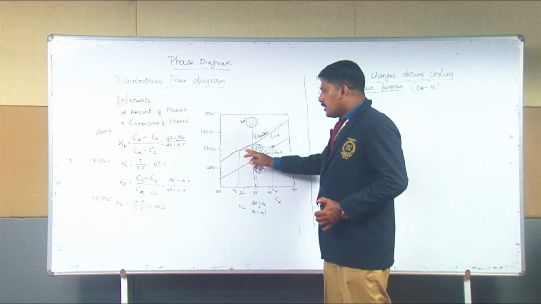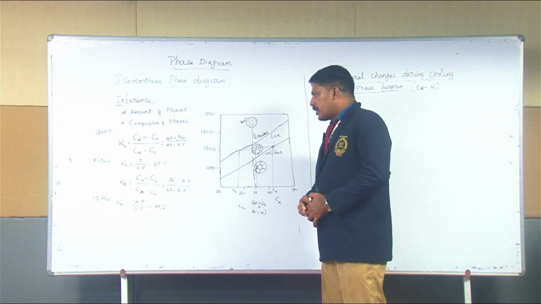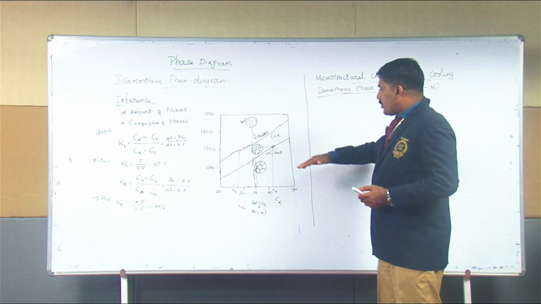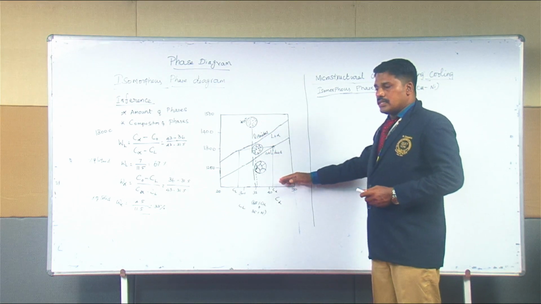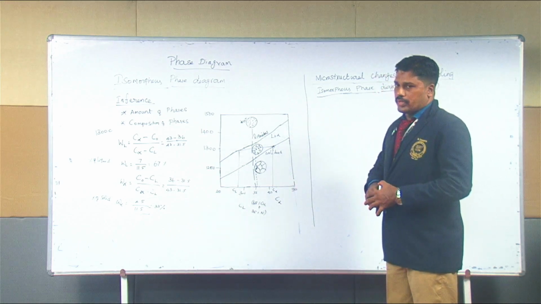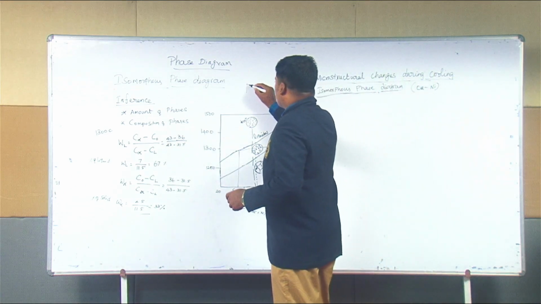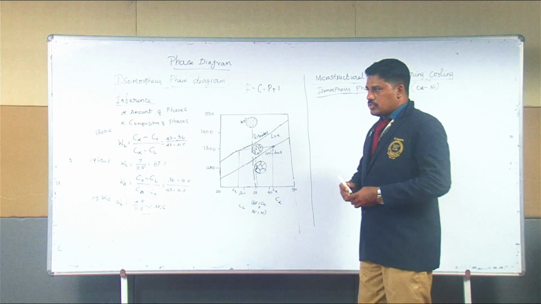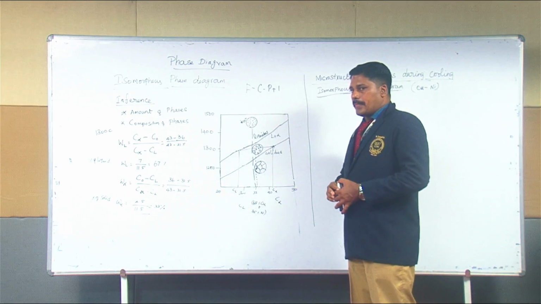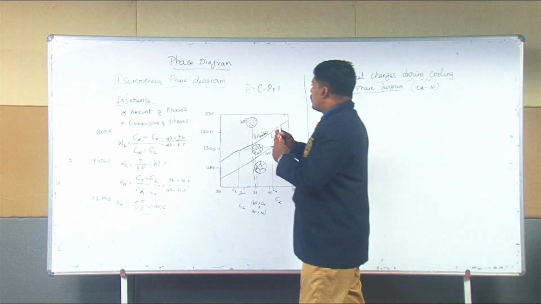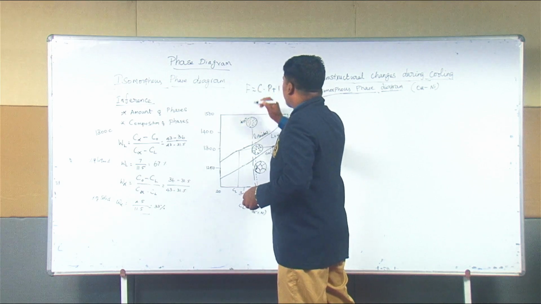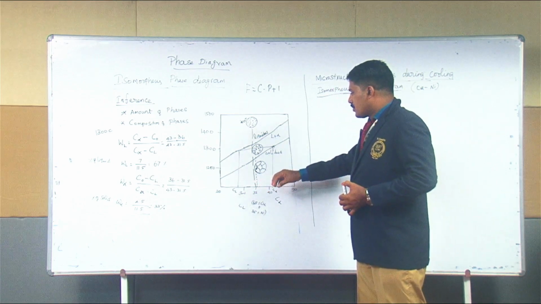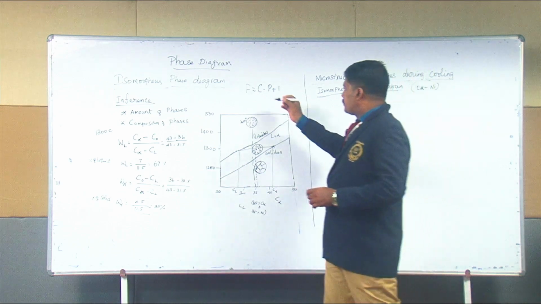At a specific temperature within the two-phase boundary region, the degrees of freedom within the single-phase region and the two-phase region are also calculated using the Gibbs phase rule. The Gibbs phase rule is F equals C minus P plus 1, where C is the number of components and P is the number of phases. Using this rule, we can find the degrees of freedom for particular composition values.